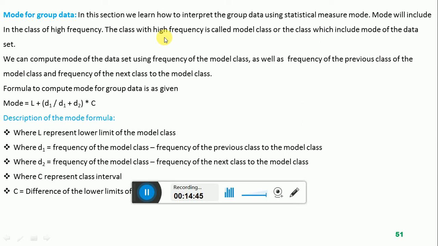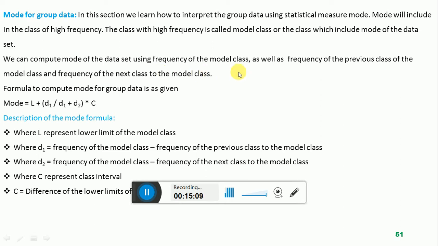The high frequency class is called the modal class. The modal class is that class which includes the mode of the given data set. We can compute the mode of the data set using the frequency of the modal class, as well as the frequency of the previous class of the modal class and the frequency of the next class to the modal class.